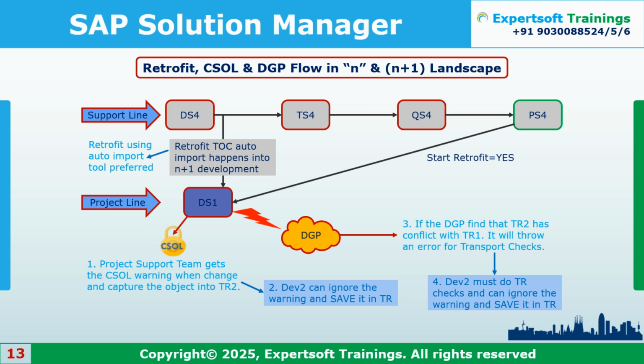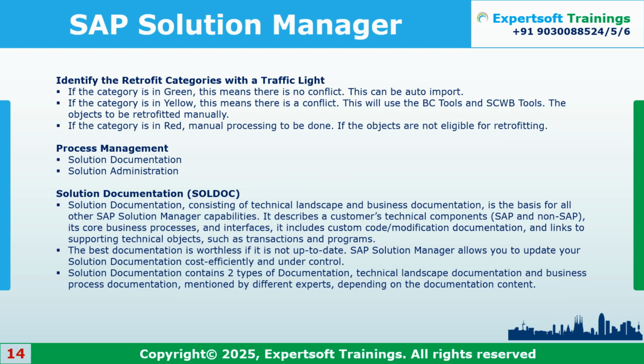This is the actual view of the retrofit, CSOL and DGP. By looking at this image, we can understand the working functionality of the retrofit, CSOL and DGP. And for retrofit, we have different traffic light signals: green, yellow, red. If an object is created in the N landscape and moving to the N plus one landscape, where the object is not there and there are no conflicts, the same object is not there, so we have a green light. The changes will automatically go and sit.